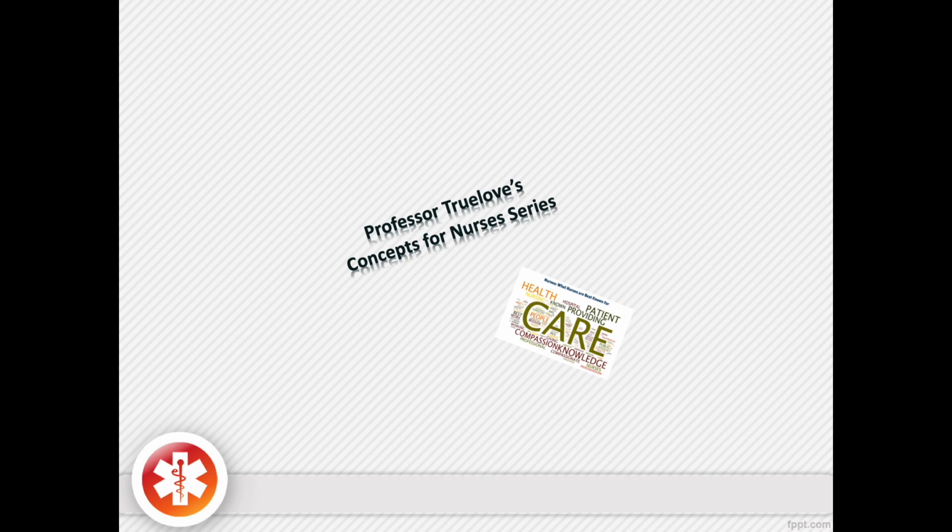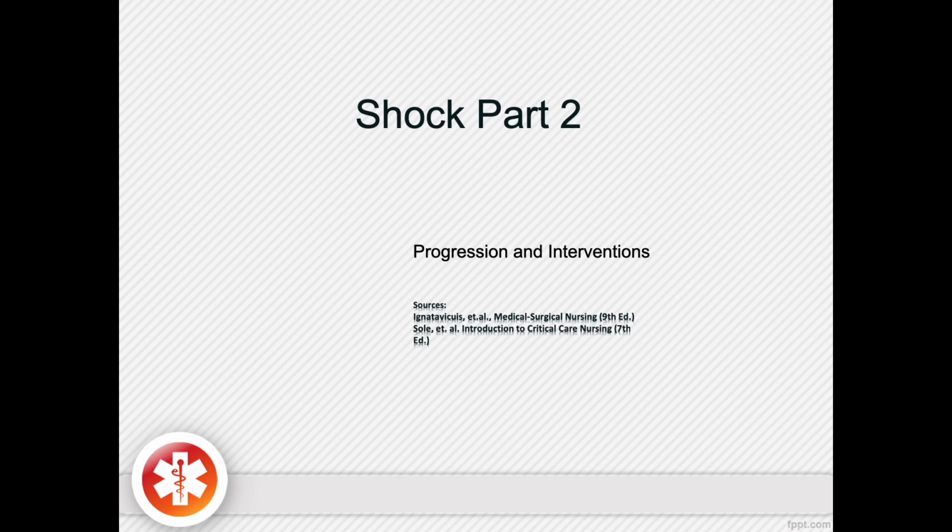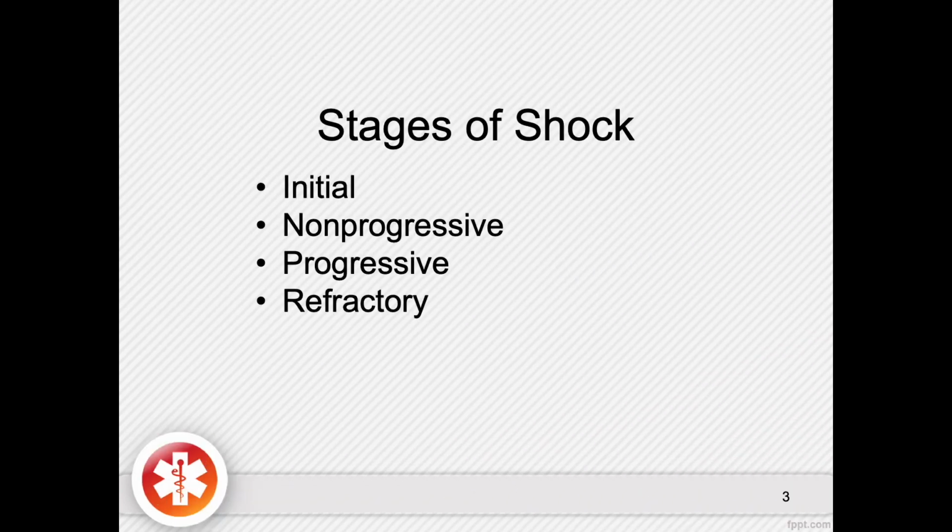In this episode, one of the high acuity nursing episodes, we will look at the second part of shock, the progression and interventions. Sources for this episode include Iggy's Medical Surgical Nursing and Sol's Introduction to Critical Care Nursing. All shocks can be classified as having stages. These stages are known as the initial stage, the non-progressive stage, the progressive stage, and the refractory stage, each of which indicates an increasing deterioration of the patient's condition.